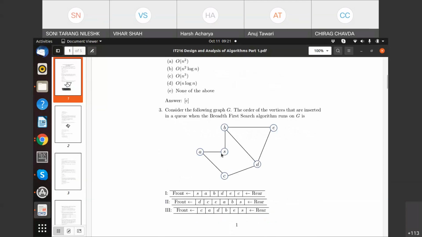Okay, so next question is simple breadth-first search. Given these three orderings, we want to find the order of the vertices that are inserted in the queue. So the first one doesn't work because we put S into the queue, then we put A and D, that's fine. But then the neighbors of A needed to be put into the queue. In this case, it is C, which is not following the right order.